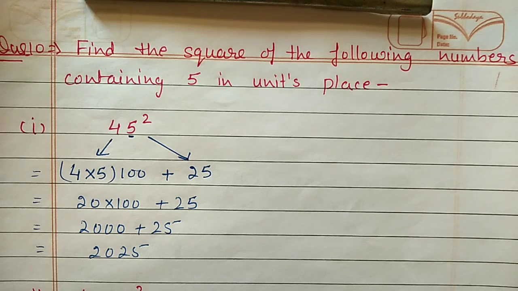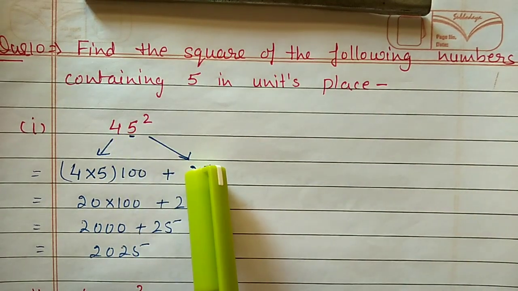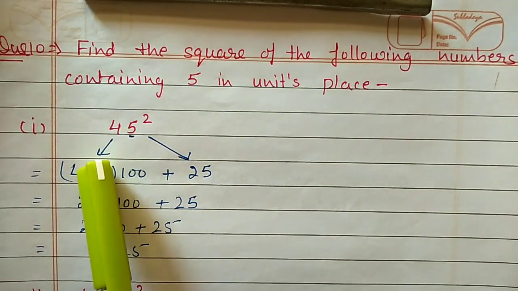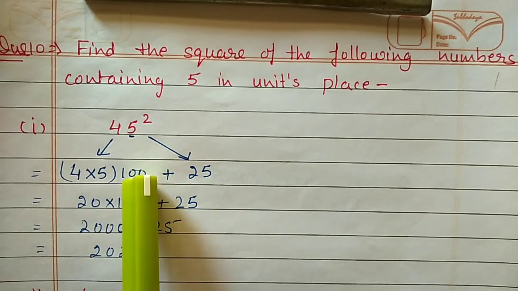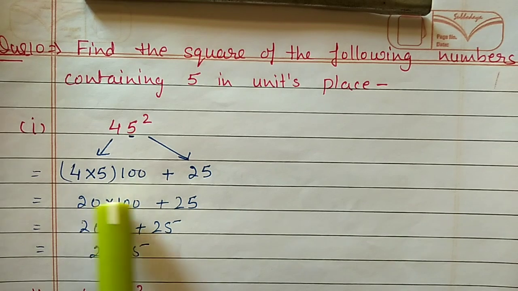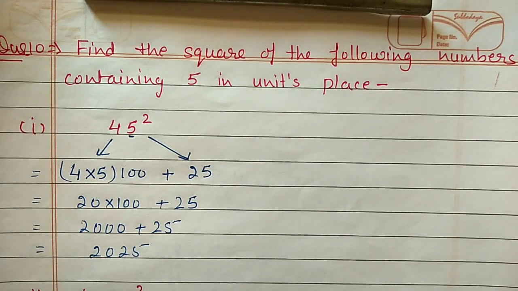Question number 10. Find the square of the following number containing 5 in the unit place. So first, this 5 take it separately. Do the square of 5, 25, and the starting number, multiply with the next number: 4 into 5, and then 100. 4 5 20, 20 into 100 is 2000, plus 25, 2025.